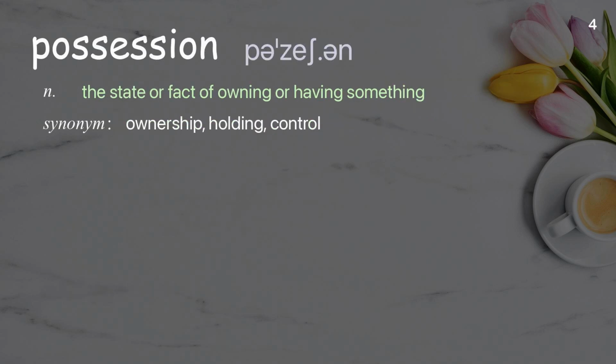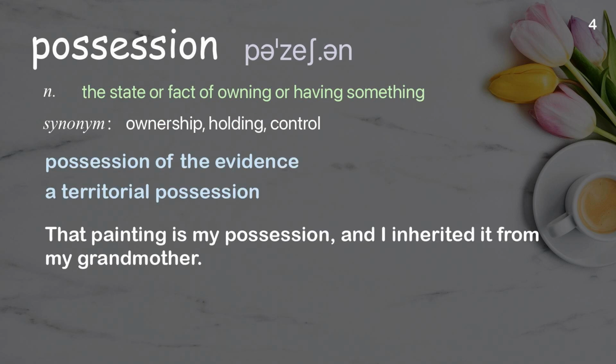Possession. The state or fact of owning or having something. Examples: Possession of the evidence. A territorial possession. That painting is my possession, and I inherited it from my grandmother.